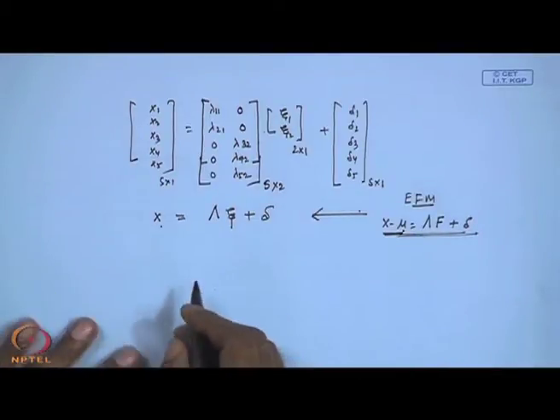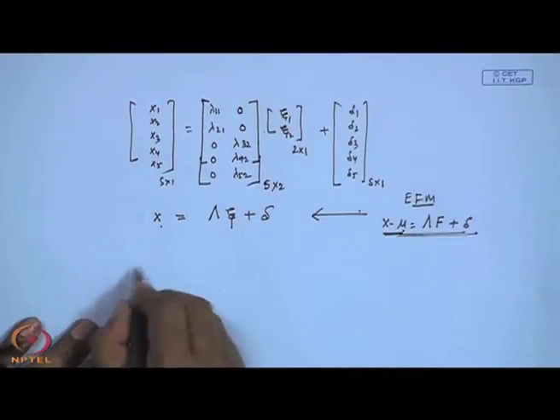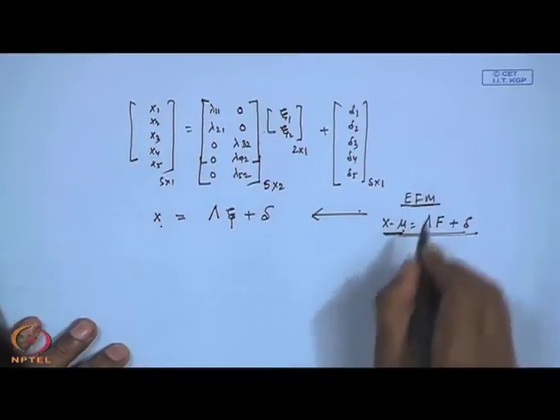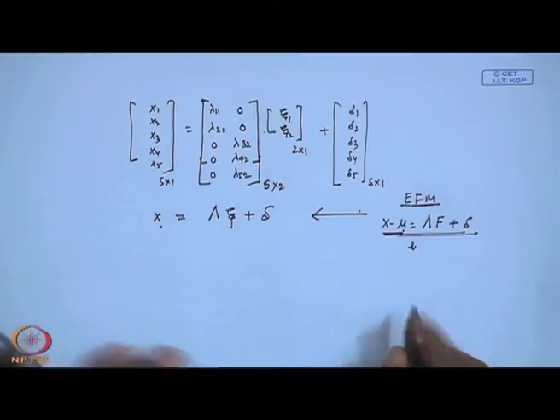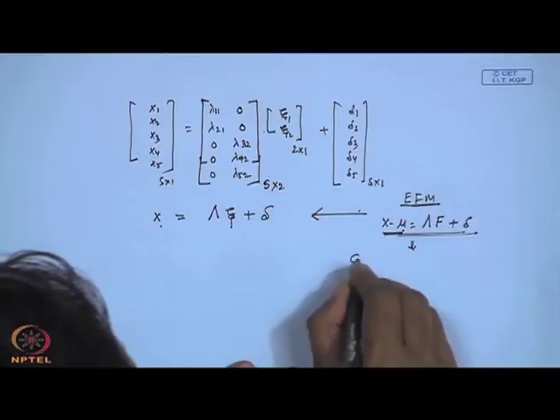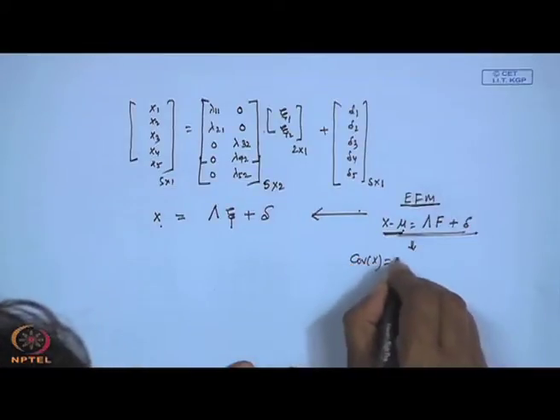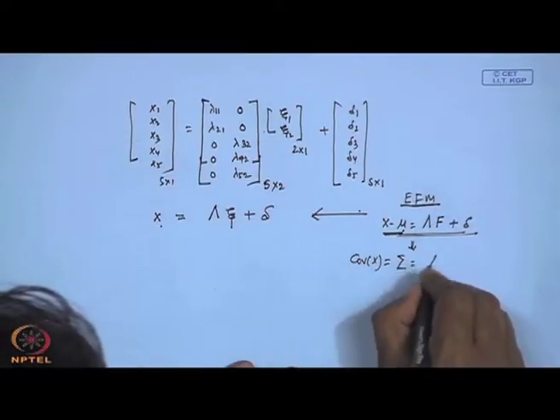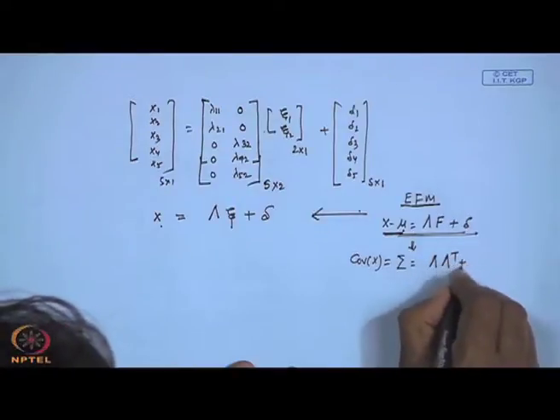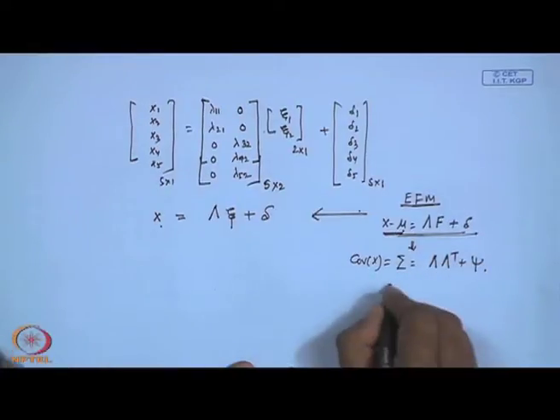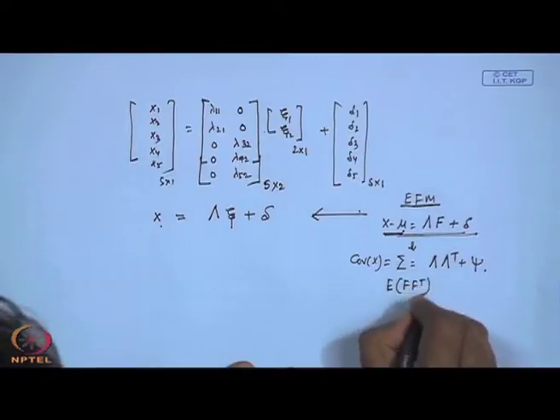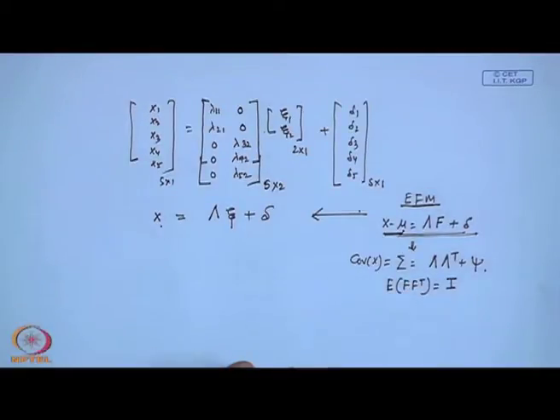There is one difference in this case. The difference is that in the exploratory factor model, what you have found out, when you found out that covariance of x, which is sigma, that one is lambda lambda transpose plus psi, because we assume that expected value of f f transpose is I, that is the covariance between the factors.